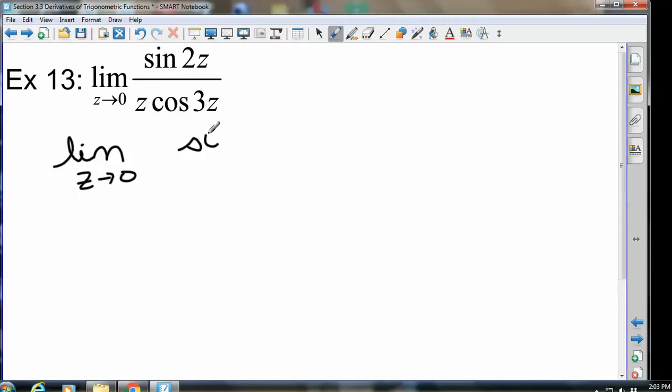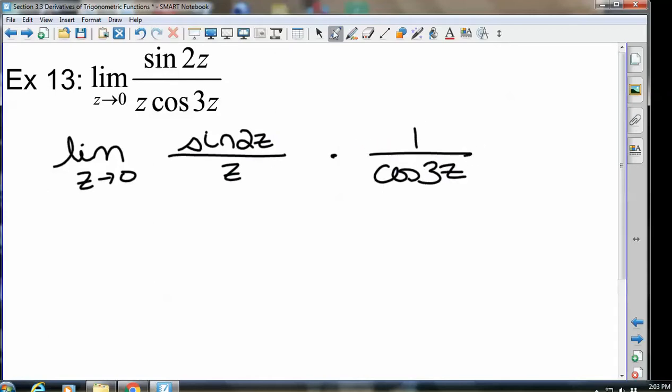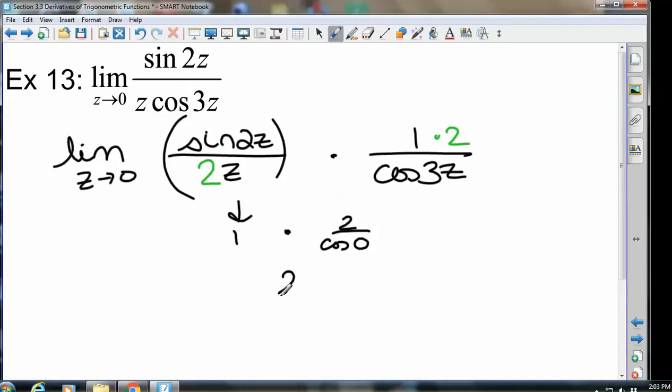So you start out by making this sine 2z over z, 1 over cosine 3z. We need this to be sine 2z over 2z. So if I add a 2 on the bottom, you have to do it on top as well. So then this turns into 1 times 2 over cosine 3 times 0 is 0. So you get 2.